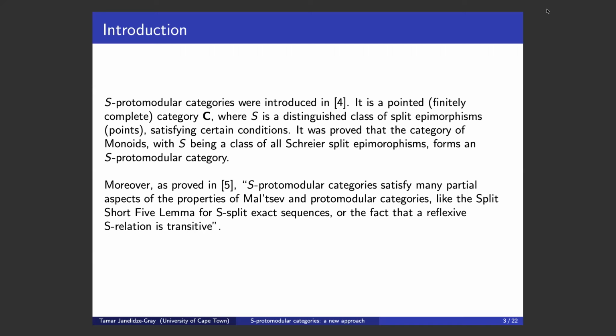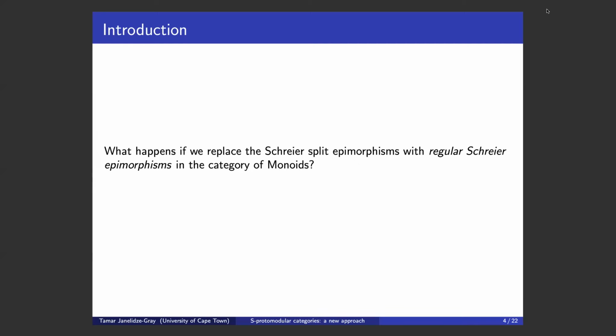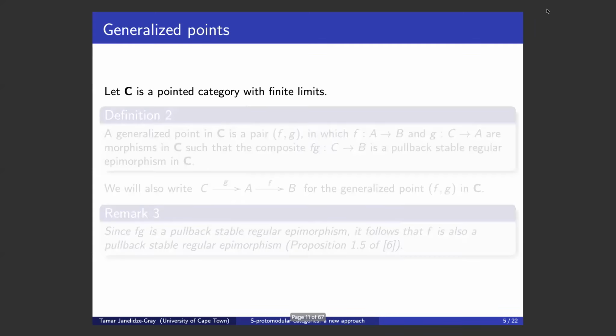And so what I'm going to do now is try to answer the following question. What happens if we replace the Schreier split epimorphisms with so-called regular Schreier epimorphisms in the category of monoids? Again, I will define this later on explicitly, but for now, we can think of regular Schreier epimorphisms in the category of monoids as surjective homomorphisms with a special property where the splitting is not necessarily a homomorphism. All right, so in order to answer this question, I'm going to need to introduce various definitions and notions and also mention a few theorems. I'm not going to prove the theorems, but I will still point them out.